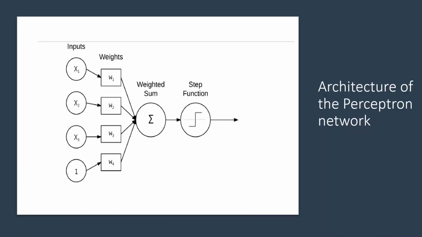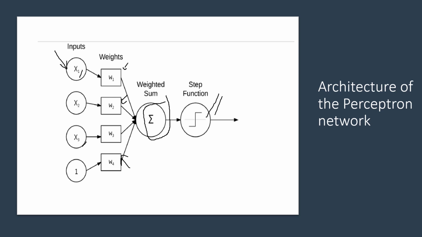Architecture of perceptron network. There exist connections and their corresponding weights W1, W2 until Wi, that is W4, from the input Xi, where i is from 1 to 3, to a single output node in the network. This node takes the weighted sum of inputs. Here you can see I am taking the weighted sum of inputs and passing it through a step function.